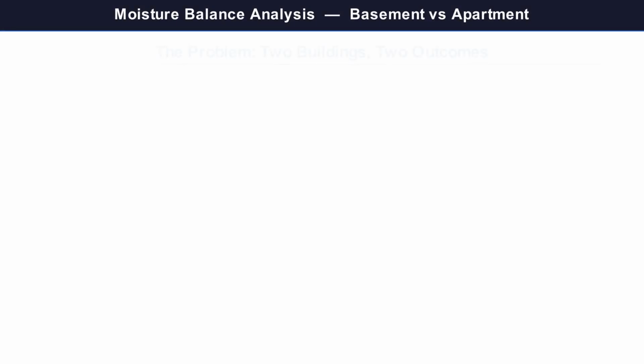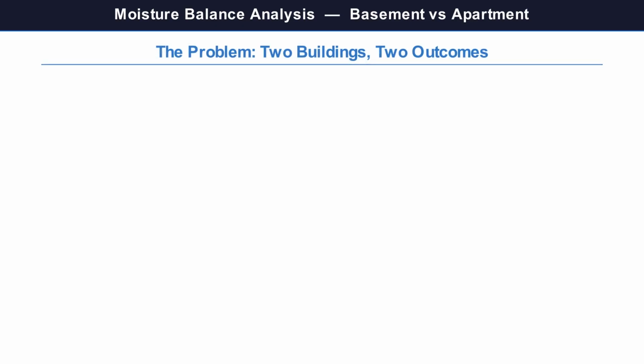Welcome to this lecture on moisture balance in building physics. Today, we compare two very different buildings, a newly constructed studio apartment and a converted basement flat. Both have residents. Both have heating. But only one of them has a serious mold problem. By the end of this video, you will know exactly why and be able to predict it using mathematics.